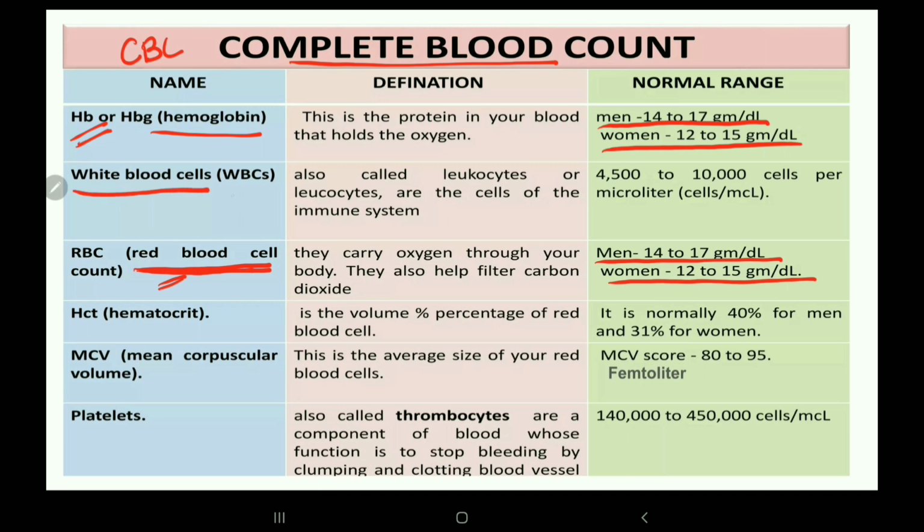The next parameter is white blood cells. In short, it is called as WBCs. It is also called as leukocytes. The normal value of WBC is between 4,500 to 10,000 cells per microliter.